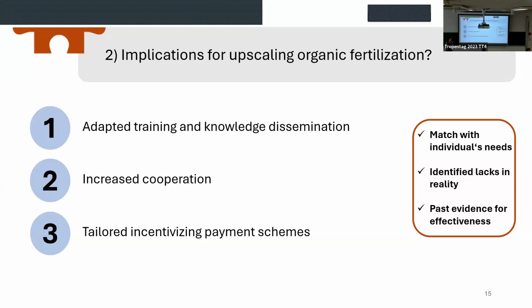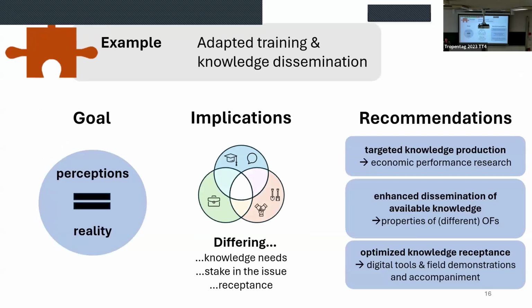I don't have the time to show you with all of these areas of action how I did this, but I just want to quickly illustrate it with the area of adapted training and knowledge dissemination to show you how behavioral insights help to come up with specific policy implications. So I assume that most of you would agree that the goal of training and knowledge dissemination commonly would be to match perceptions with reality.